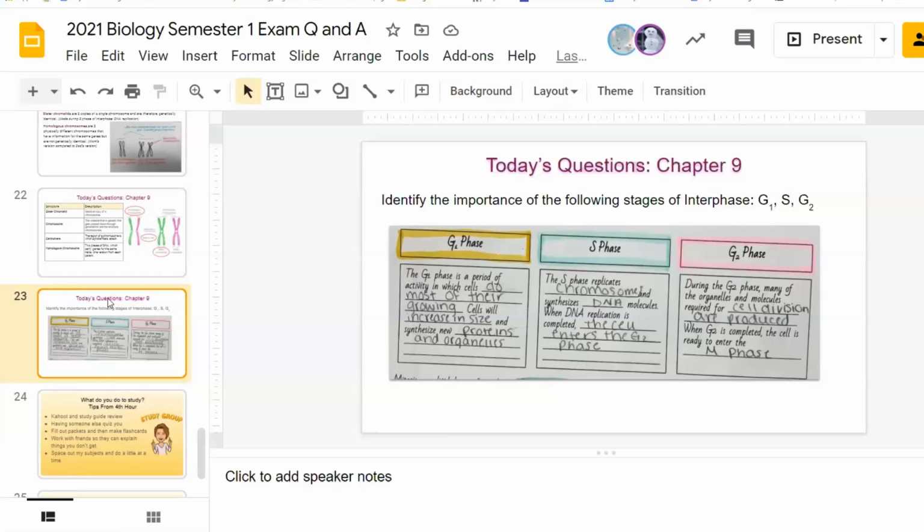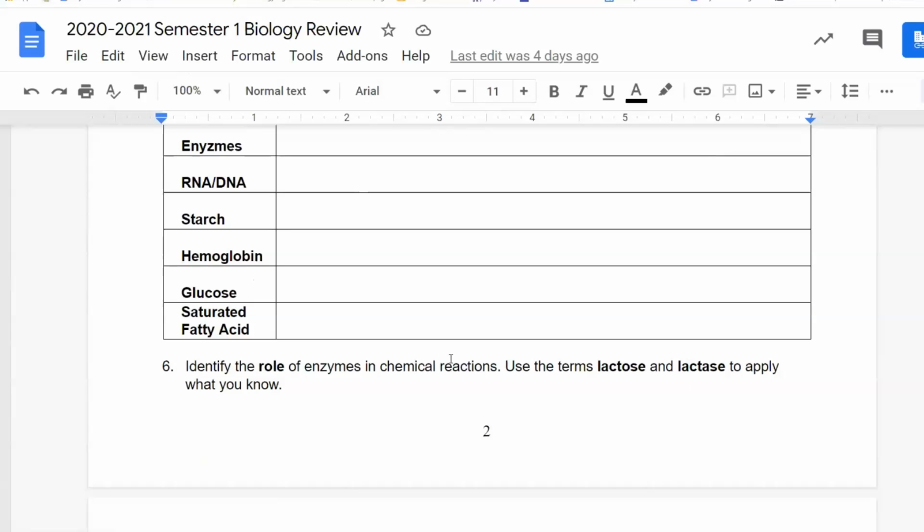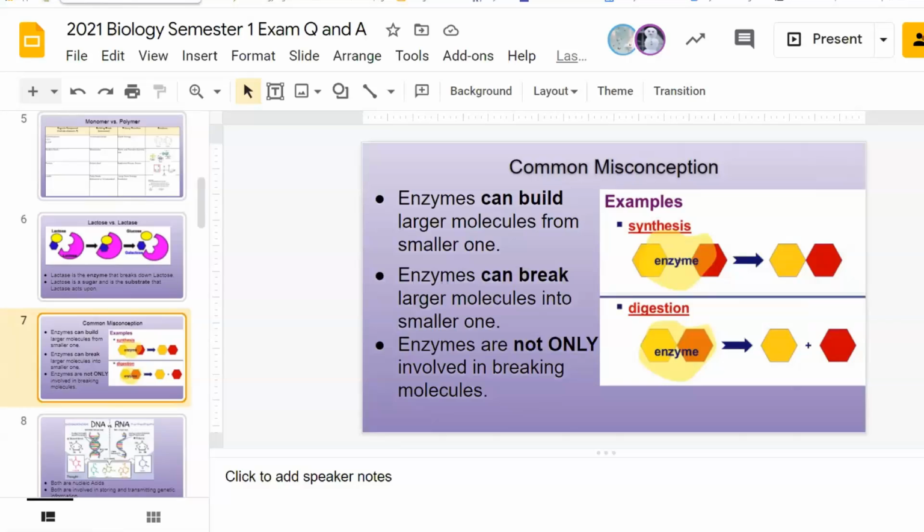And then number 3 in chapter 6. Identify the role of enzymes in chemical reactions using lactose and lactase. So lactose, OSE endings are sugars, right? ASE endings are enzymes. So lactase is the enzyme that breaks down lactose. So how does it do that? How do any enzymes work, right? They lower activation energy.